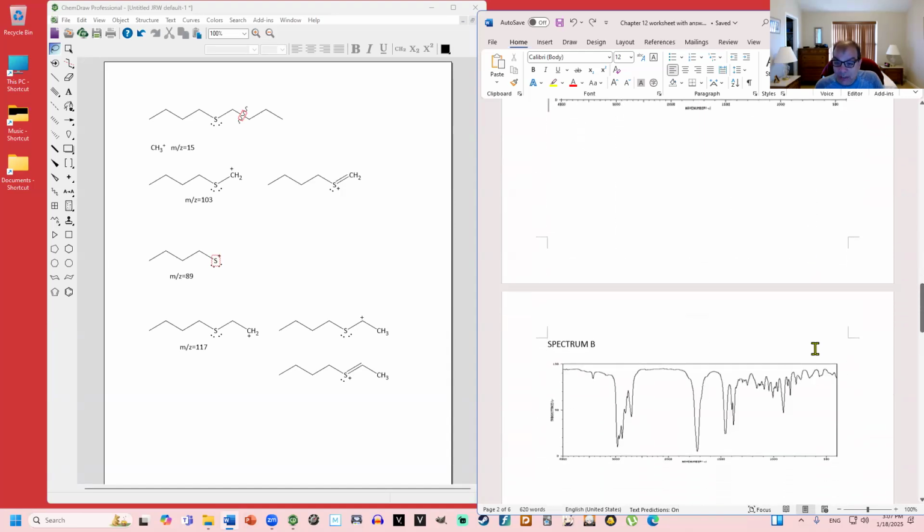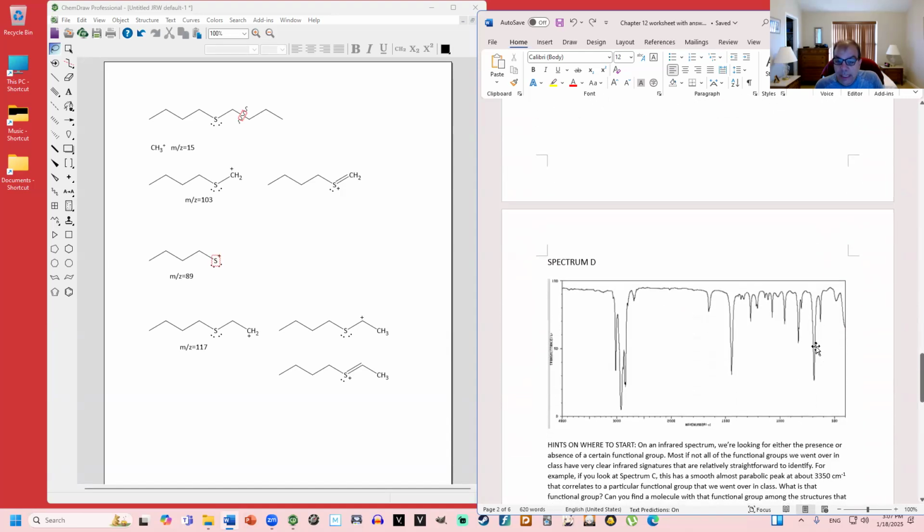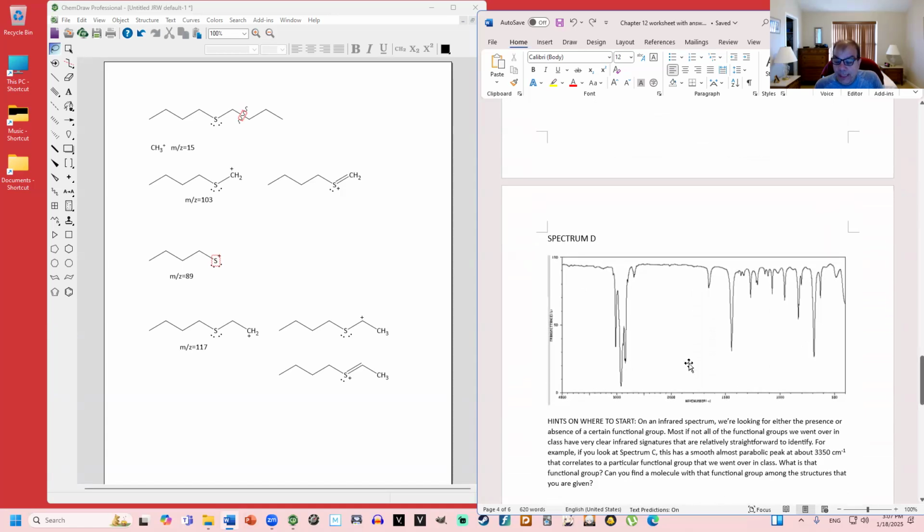So let's take a look at it. Here's spectrum D. Immediately we can tell it cannot be the other aldehyde because there'd be a really strong peak around here at around 1700 wave numbers. There is none. So there's no carbonyl in this compound. There's no C double bond O. We can rule out the other aldehyde. The question is, do we have an alkane or an alkene? Those are the only other 2 possibilities.